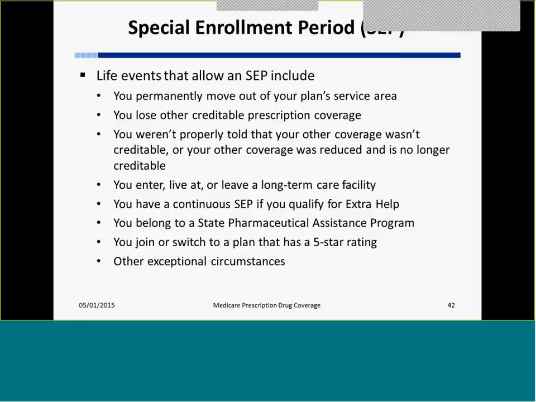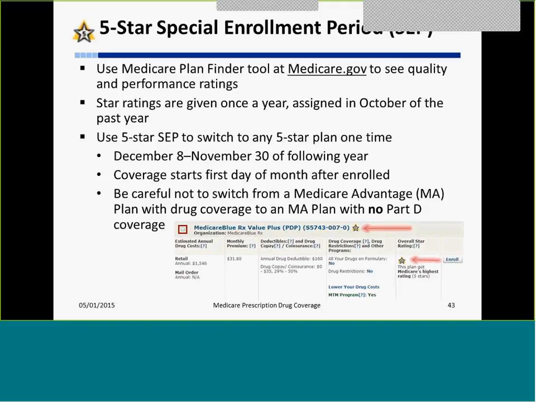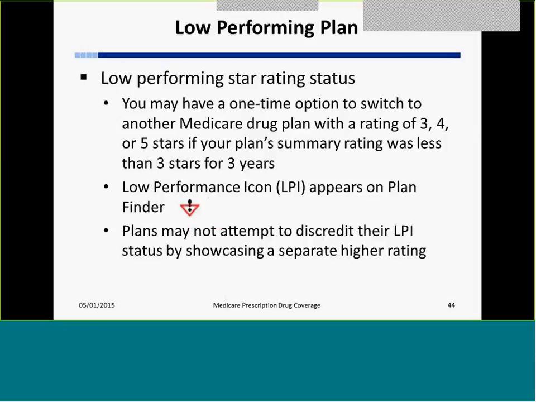And then there's extra help and state pharmacy assistance programs. So in Missouri, if you qualify someone for Missouri RX, they get an SEP, they can change into other plans, and you can sell them a Medicare Advantage, review their drugs, and so on and so forth. 5-star enrollment period: if you have a 5-star drug plan according to Medicare Plan Finder, then they can switch at any time.